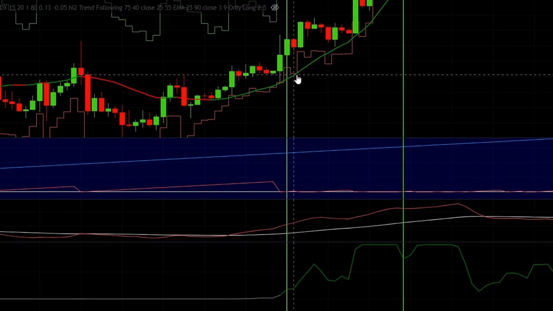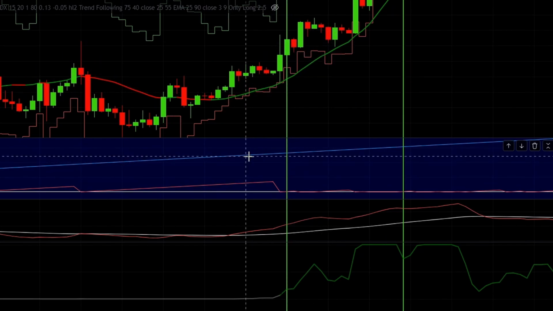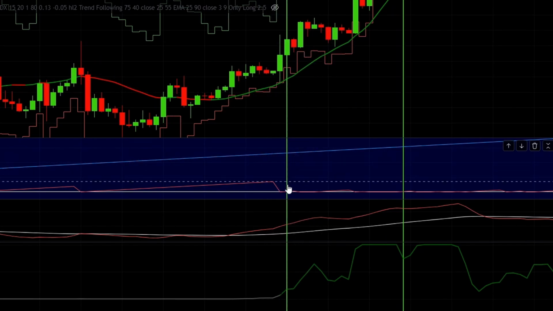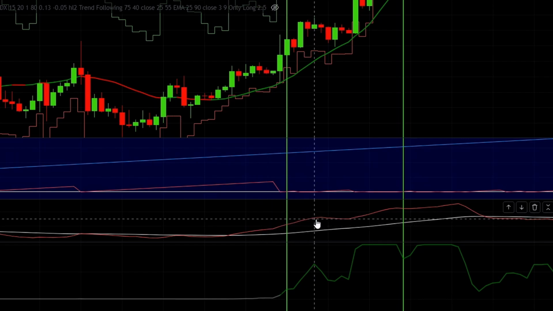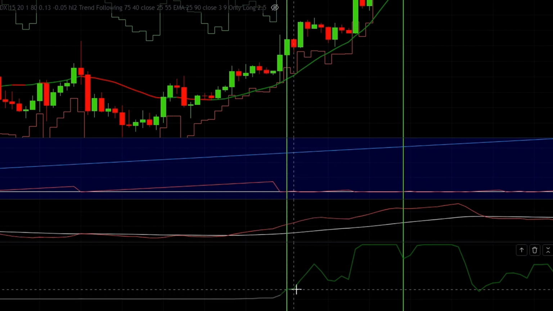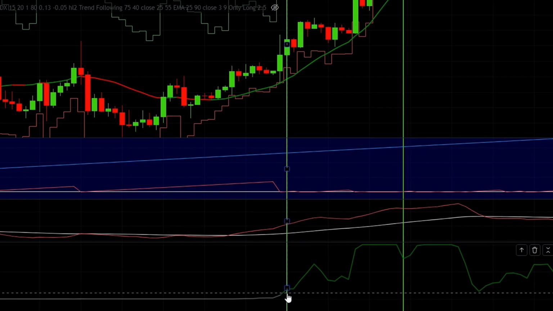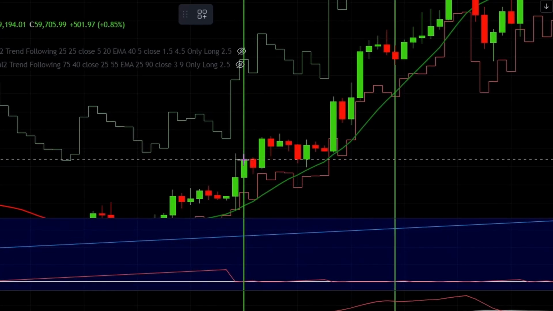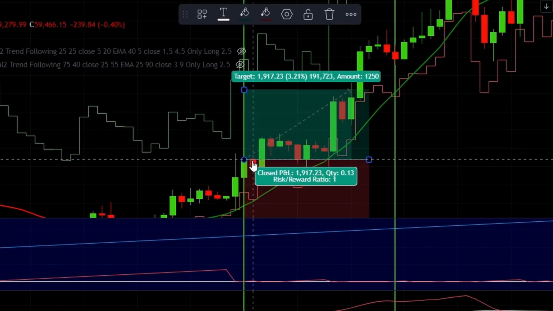First, price is above the Holt moving average. On the top bottom indicator, the blue line is above the red one. The ADX is above the ADX base moving average. And the TDFI just turned green on that candle. Entry will be at the close of the signal candle or at the open of the next candle.